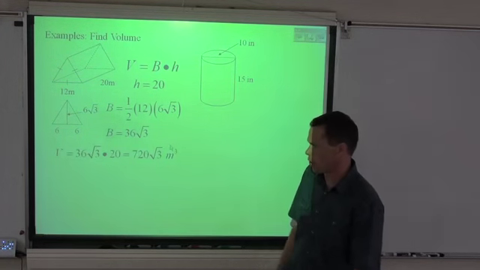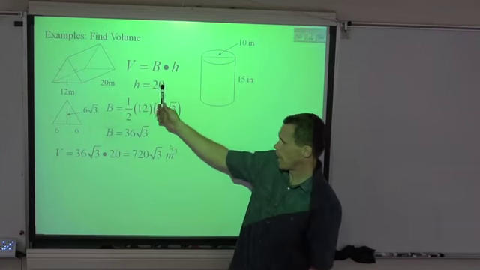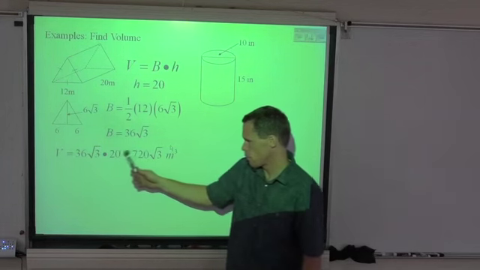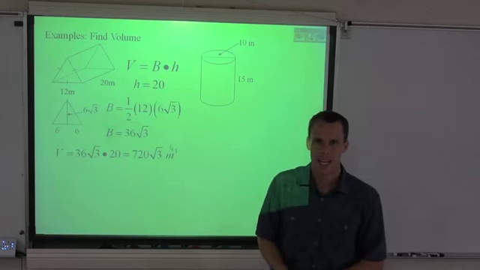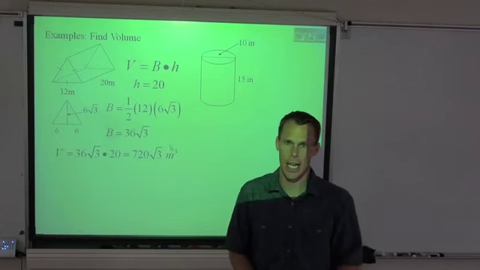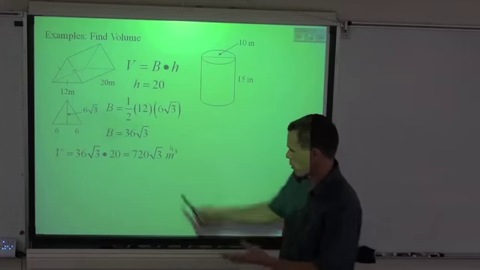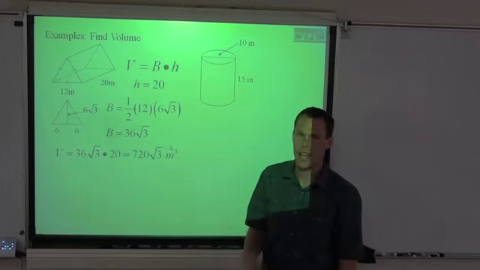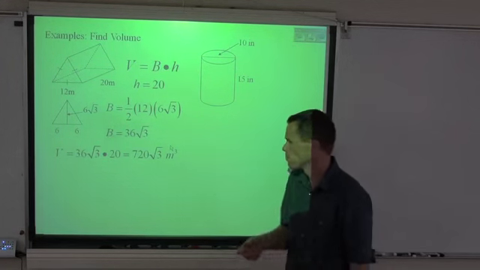Now I can say volume equals area of base, substitution, times 20, another substitution. 36 times 20 is 720. We put on the radical 3. This is the exact area. Again, we go to the calculator for the decimal area. 720 radical 3. Area of base times height. And that was a tougher problem. The rectangle ones are easy.